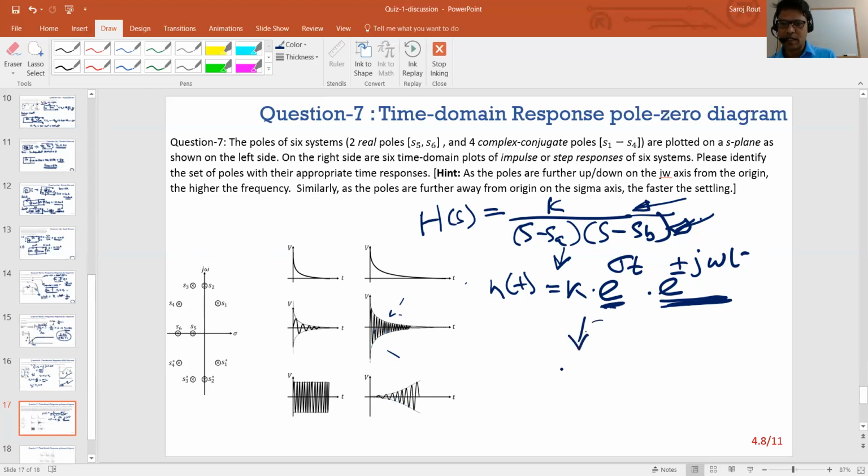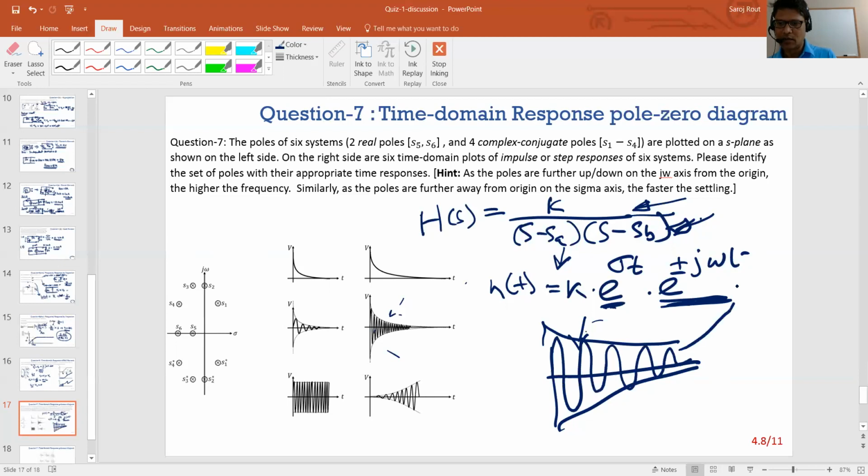So if I just take this and draw it, you're going to get some ringing, and that's omega here. And this rate is directly related to sigma. So if you look at these two poles here, if the sigma part is positive, then this part is going to grow, right? Which means it's actually an unstable system. So that's this one here, this is that S1.